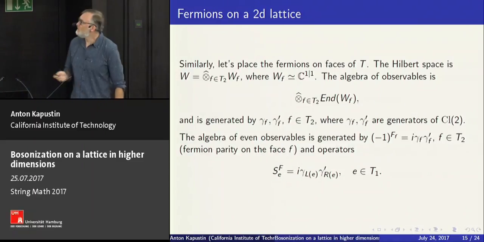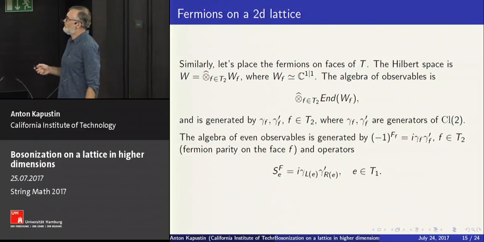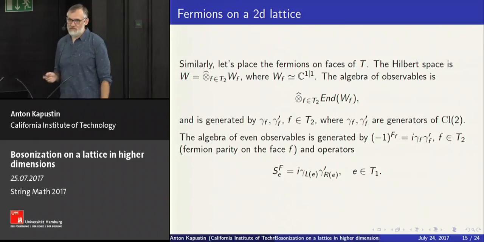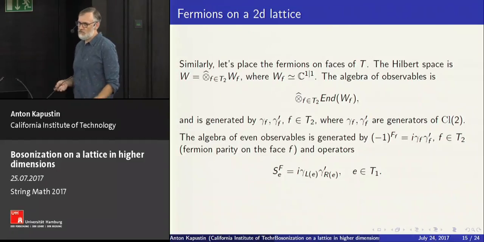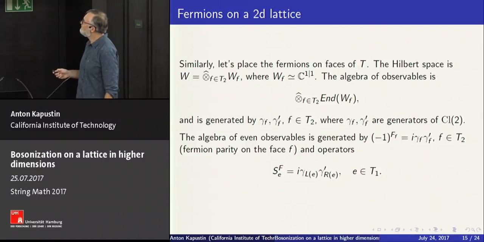And for fermions, it's similar. For fermions, we now have fermions living on faces. That is, there's a Hilbert space like this, where each factor is simply a copy of C^{1|1}. And the algebra is again a super tensor product, that is, odd observables living on different faces anticommute rather than commute. And in the two-dimensional case, it's actually much more convenient to use not the creation-annihilation operator basis for the observables, but the Majorana basis. So this is like c plus c dagger, and this is c minus c dagger times i. They both square to one, but they anticommute, the standard generators of Clifford 2.